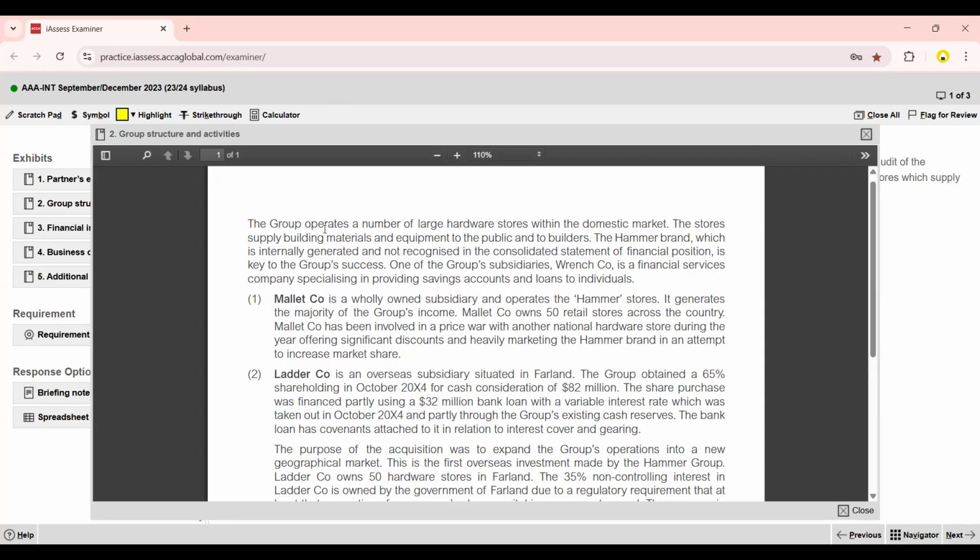Now, point number one, Mallet Company is a wholly owned subsidiary and operates the Hammer stores. It generates the majority of the group's income. Mallet Company owns 50 retail stores across the country. Mallet Company has been involved in a price war with another national hardware store during the year, offering significant discounts and heavily marketing the Hammer brand in an attempt to increase market share.